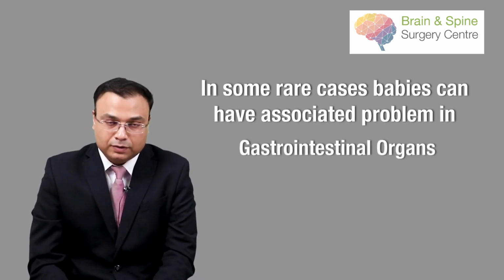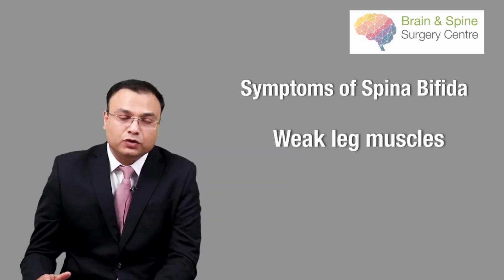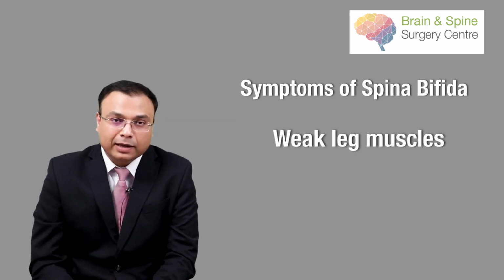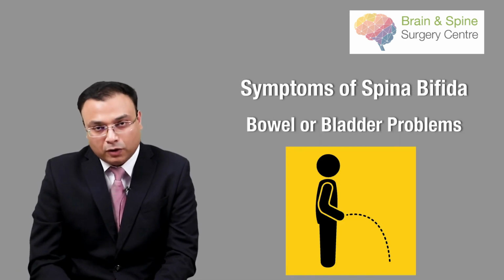Very rarely, this kind of babies can have developmental problems in other organs of the body, like heart and gastrointestinal organs. So apart from the swelling in the back or anywhere in the back, from your cervical spine to lower spine, most of the time in the lower spine, this swelling is apparent, and these patients usually have weakness or less movement of the legs, and their control of their urine and bowels is also hampered.